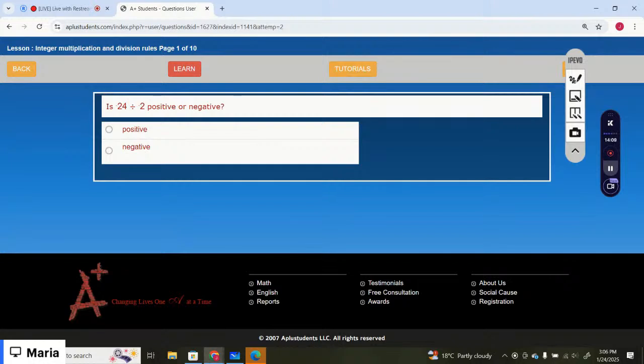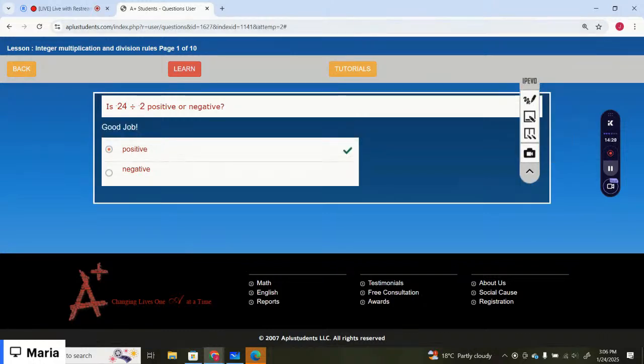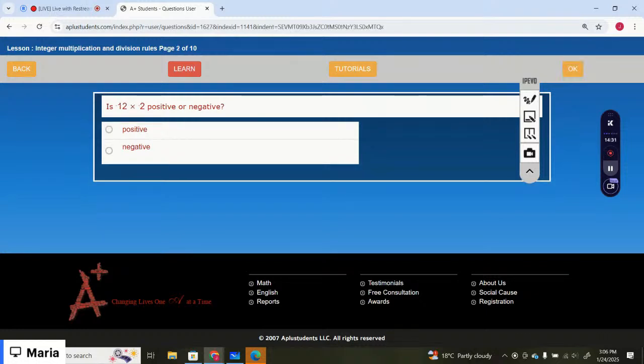Is negative 24 divided by negative 2 positive or negative? So you can see both the numbers have exactly the same sign. If two numbers have the same sign, the answer is always positive. Either both the numbers are positive or they both are negative, the answer is always positive.